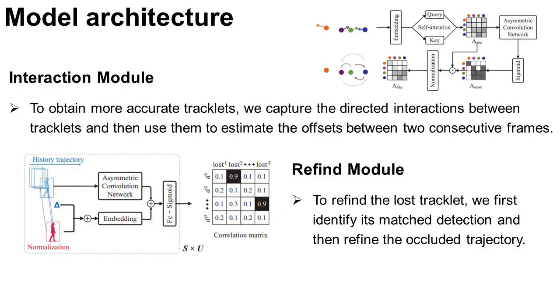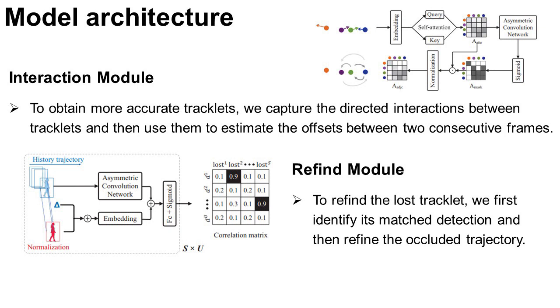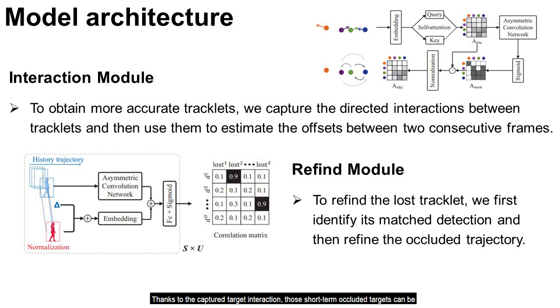To deal with the short-range association problem, we design a novel interaction module to model all interactions between targets, which can predict their complex motions to avoid collisions. The interaction module uses an asymmetric adjacency matrix to represent the interaction between targets, and obtains the prediction after the information fusion by a graph convolution network. Thanks to the captured target interaction, those short-term occluded targets can be successfully tracked in dense crowds.